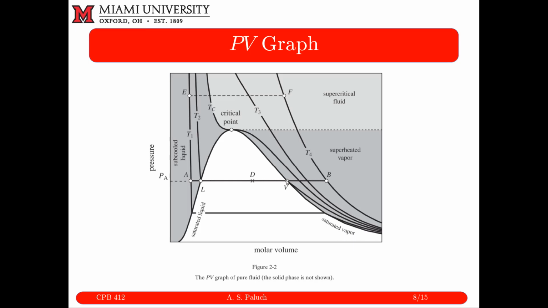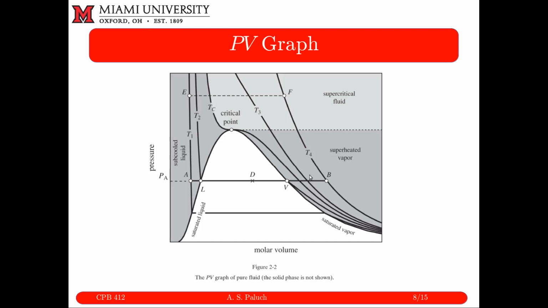Okay, but if I'm at point V, which corresponds to isotherm T2, and if I keep pressure constant and I were to jump over to this isotherm at Tc, my critical temperature, that's at a higher temperature at the same pressure.